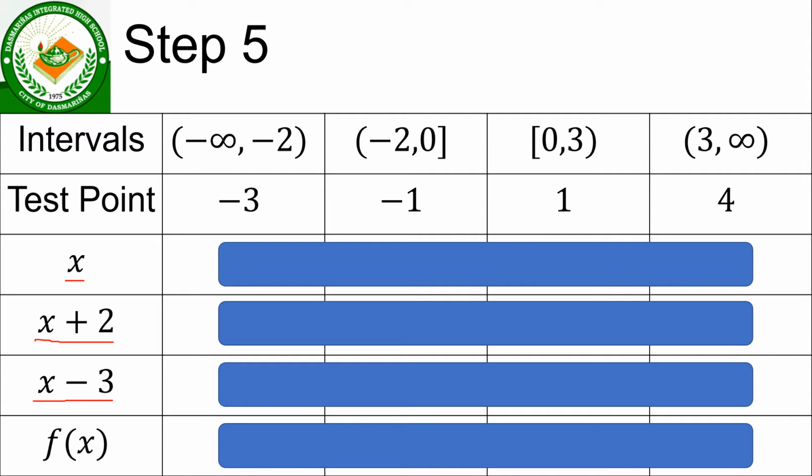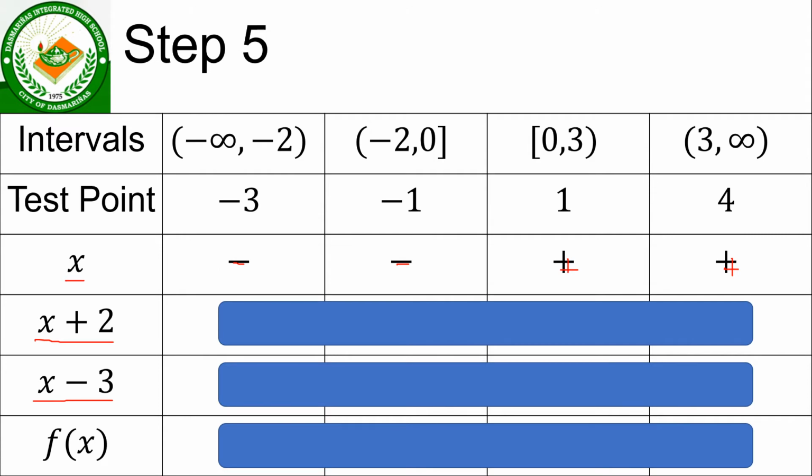So we have -3, we replace x by -3. So we have negative. Okay, it should be negative. Then -1, we replace x by -1. So we have negative. Yes, this should be positive, because replacing x by 1 and replacing x by 4. So let us see if our answer is correct. Negative, negative, positive, positive. So our answer is correct.